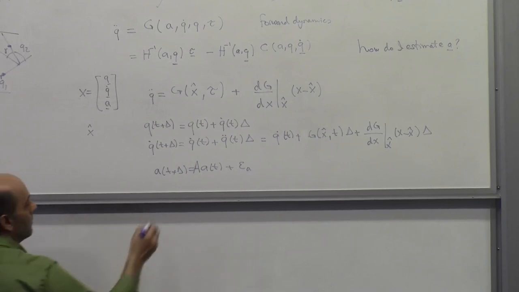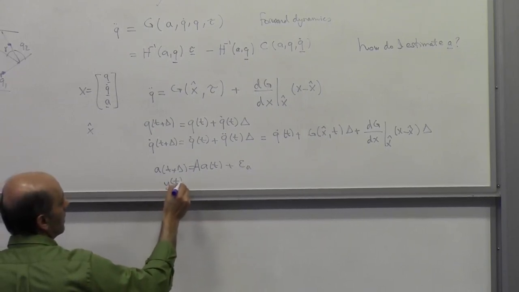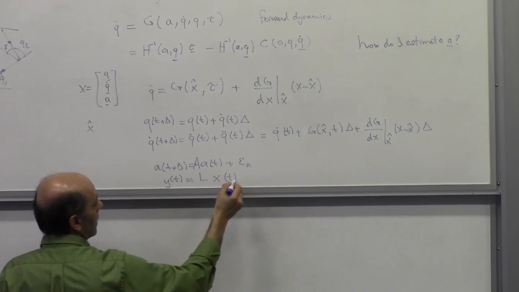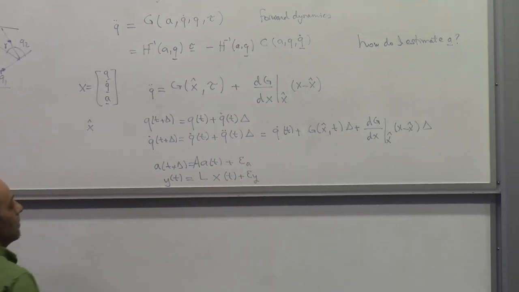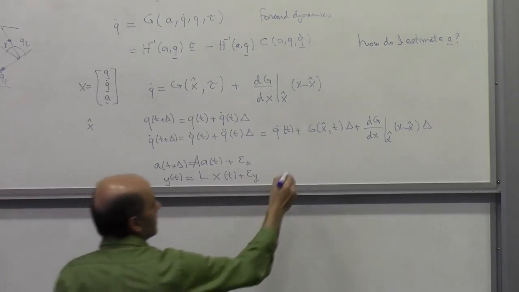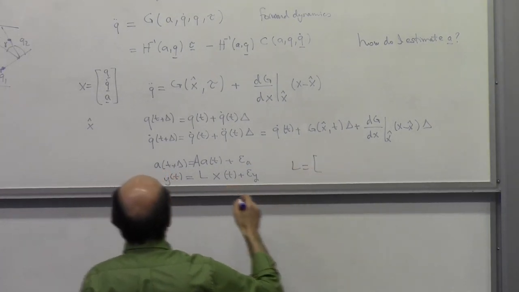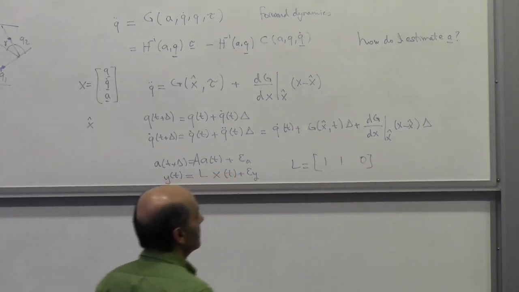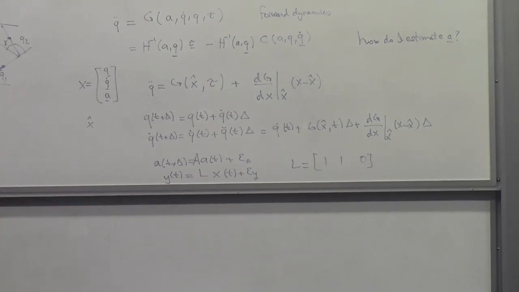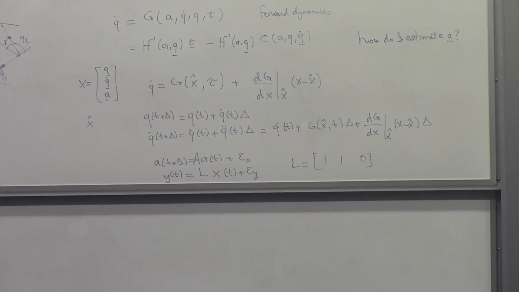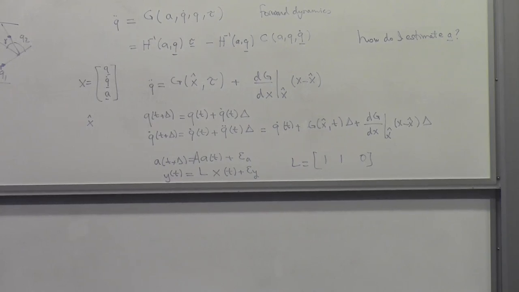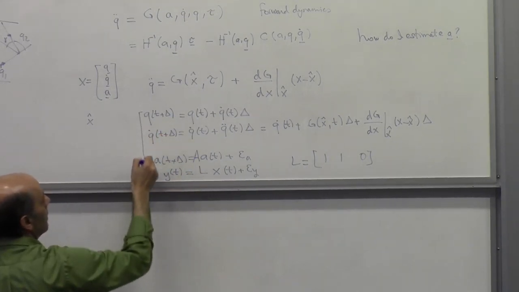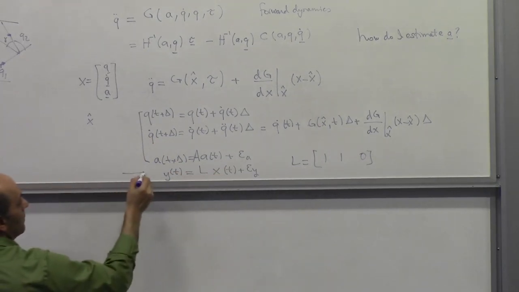And my observation y at time t is going to be equal to some matrix L times x at time t plus epsilon y, where maybe L is, maybe I can see position and velocity, but that's all I can see: 1, 1, 0. So maybe I can observe position and velocity, but I can't observe A. Okay, so that's a reasonable description of a dynamical system. Here's my state update equation. The first three are my state update equation. Here's my observation equation.